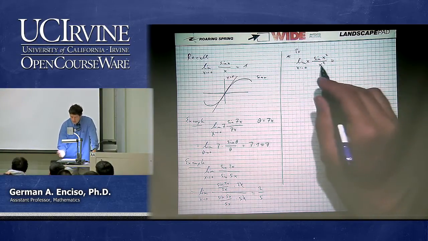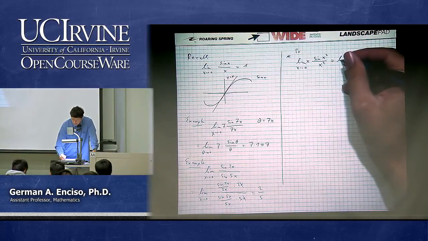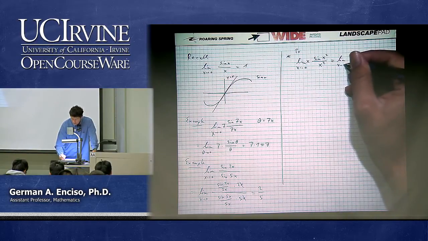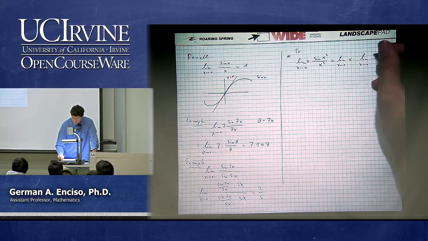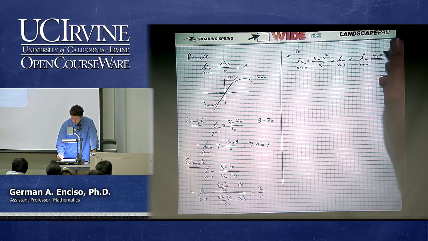And that we can break down into, if you will, two limits. The limit when x goes to 0 of x, multiplied by the limit when x goes to 0 of sine x squared divided by x squared.